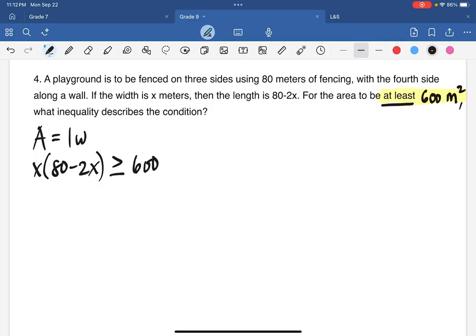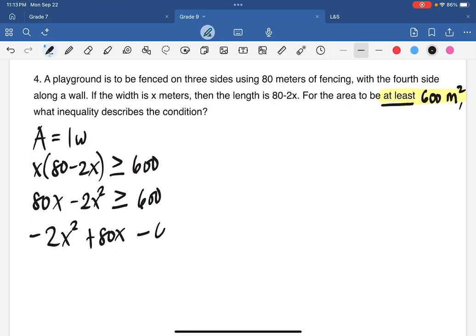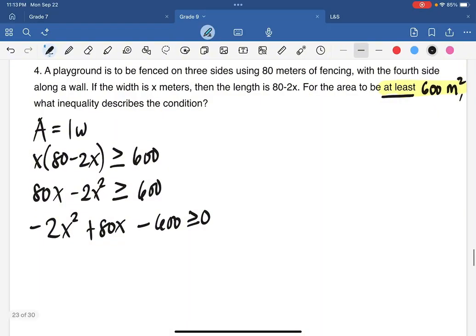Now, based on this, we could distribute. So we have 80x minus 2x squared is greater than or equal to 600. Now, as we transpose 600, let's rewrite this properly. So we have negative 2x squared plus 80x, and then 600 will become negative 600, is greater than or equal to 0. Now, in finding the critical values, you may use either factoring, extracting square roots, completing the square, or quadratic formula.